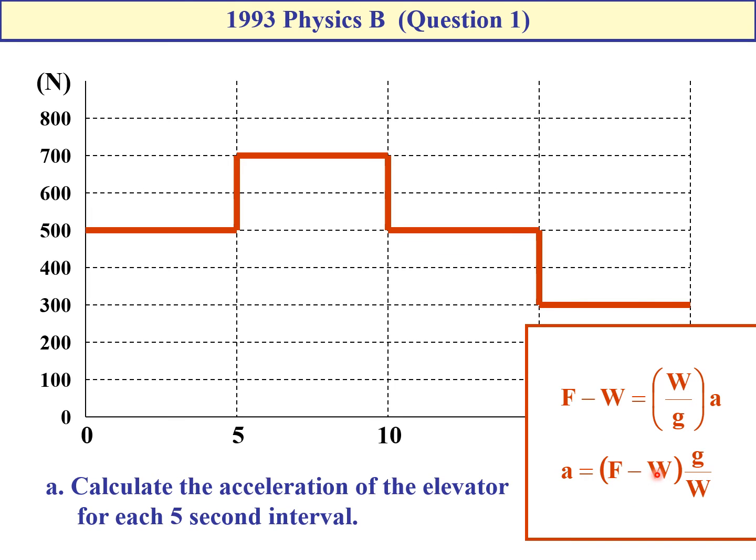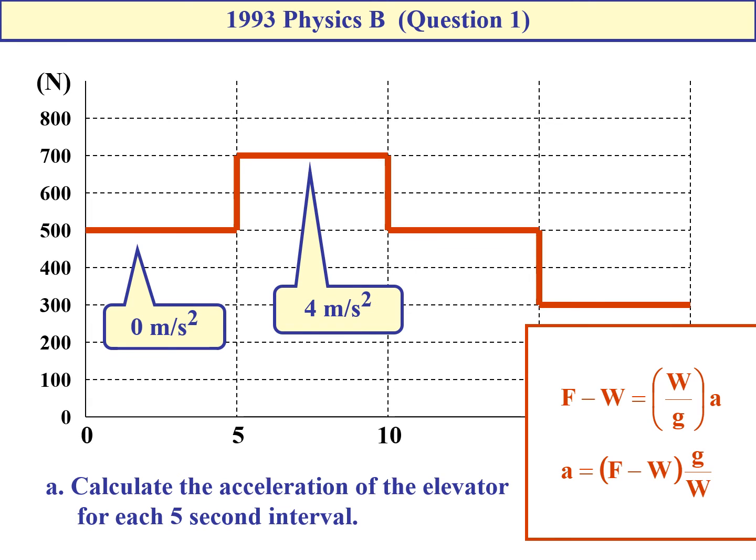So the difference in force times gravity, which we're going to round to 10, and then divide by the weight of the person, and that's going to tell us the acceleration. For the first part, the force and the weight are both 500, so the acceleration is going to be 0. The scale right here is going to say 700. So if we take the force, which is 700, minus his weight, which is 500, that gives us 200. We divide by 500, so 200 divided by 500 gives us 0.4, and then we multiply by 10, that gives us 4 meters per second squared.